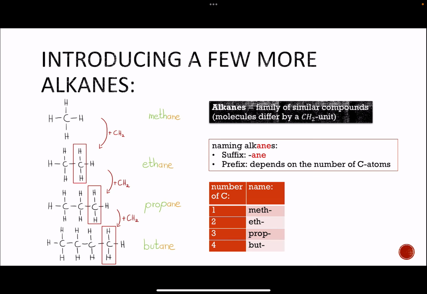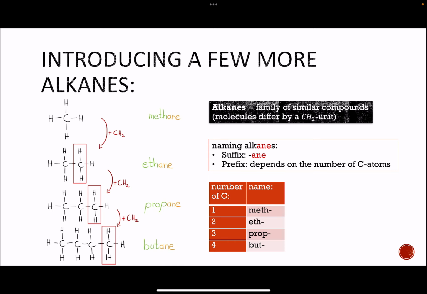Now I want to introduce to you guys a few more alkanes. Let's talk first of all about what alkanes actually are. Alkanes can be referred to as a family of similar compounds. And the molecules of alkanes always differ by a CH2 unit. What do I mean by this?